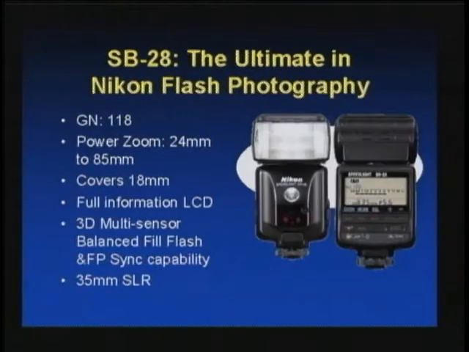The SB28 speed light is what we call the ultimate in Nikon flash photography. It can be used for your 35mm SLR and also for your digital SLR, but on your digital D1 series cameras, you would have to use it in a non-TTL mode, such as non-TTL auto or on manual mode. It's got a full information LCD. It provides 3D multi-sensor balanced fill flash, FP sync, and is a wonderful flash that is, I know, pretty much in all of your gadget bags out there.